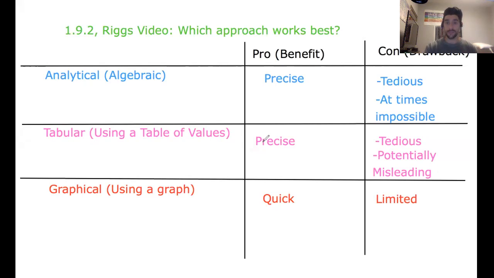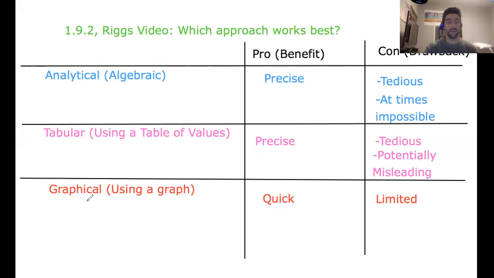Benefit, it's also precise. Drawback is it's also tedious, and at times it can be misleading. Like if you're dealing with an oscillating discontinuity, your table of values might show that your function values, your y values, your f of x values are jumping around, and it could make you draw an erroneous conclusion that the limit is approaching a certain value when really it's not.